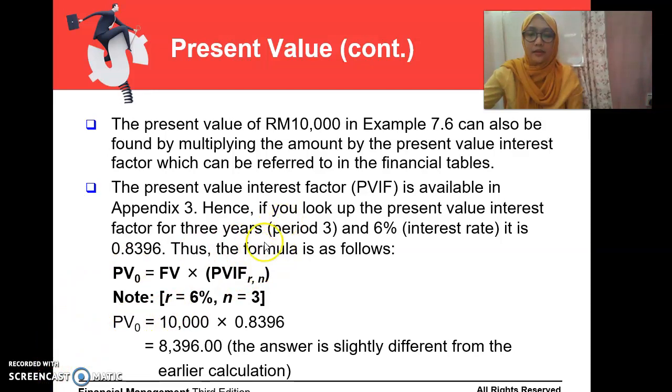The problem in this time value of money is that you have to identify the correct table, whether it is the future value table for the compound, the future value table for the annuity, the present value table for 1 ringgit, or the present value table for annuity. So you have to determine based on the situation given. In this situation, the present value interest factor, PVIF, is available in appendix 3. You see appendix 3, present value PVIF.